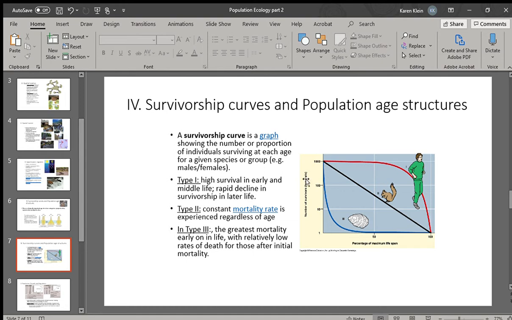Where you have a constant mortality rate, it doesn't really make a difference on the age. The mortality rate is pretty much the same for the babies, the juveniles, the adults, and the geriatrics. That's a type 2 survivorship curve, and squirrels exhibit this. And then your type 1 survivorship curve is where you do have a lot of offspring that survive and live a long time, and once a certain age is reached, then you have a high death rate, and people fit into this type 1 category.